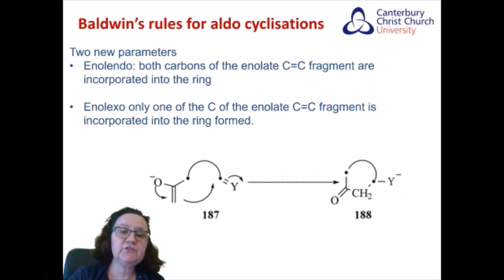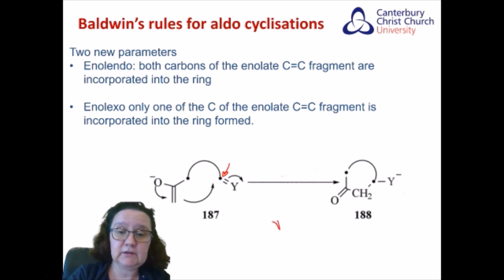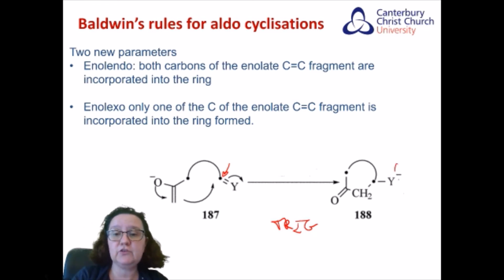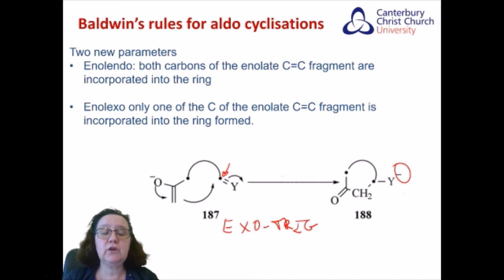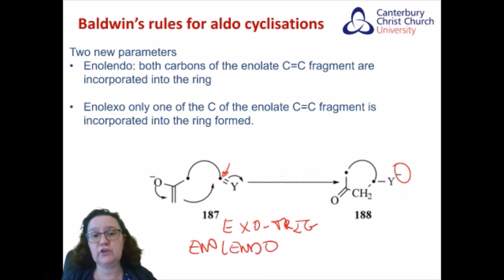So if we look first at the atom being attacked, it's an sp2 carbon, so this is a trig attack. If we look at the electron flow, this is an exo attack because the electrons end up outside the ring being formed. And enol-endo or enol-exo, well, in this case, both carbons of the enol fragment, enol functional group, end up in the ring, so this would be an enol-endo reaction. So enol-endo exo-trig ring formation.